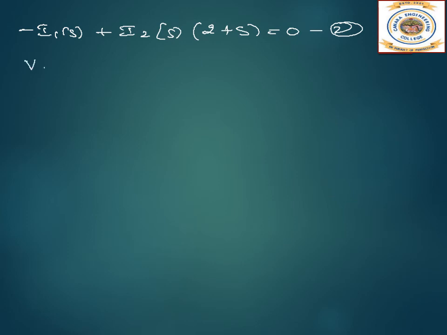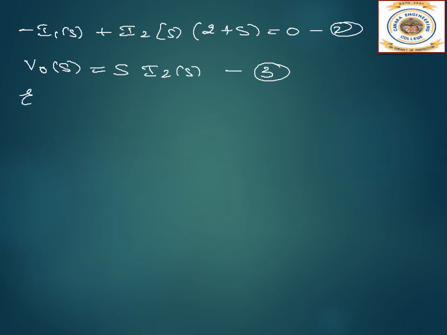Then let us write V naught of S. We know that V naught of S is across the inductor. Through the inductor, the current I2 of S is flowing. Therefore, V naught of S is S into I2 of S. This is equation 3. Because the output has I2 of S, the input equation should also have I2 of S, but we have I1 of S there. Finally, in the transfer function, we don't want any current terms, so to cancel it out, we'll have to do some manipulation.